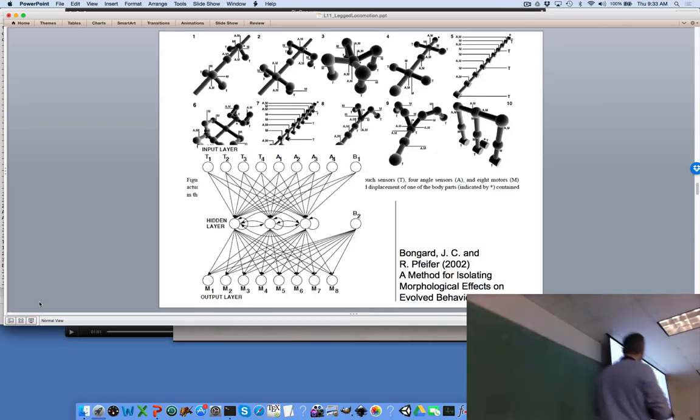As I mentioned here, remember that each robot has 4 touch sensors, 4 angle sensors. We've got a hidden layer in here. I'm not sure whether short-term memory is going to be useful for locomotion, but I put it in just in case. We have our 8 motors here, and we have 2 B neurons. What does the B stand for? We've seen this before. Bias. The bias neurons, right? What does a bias neuron do for you? Why put it in?